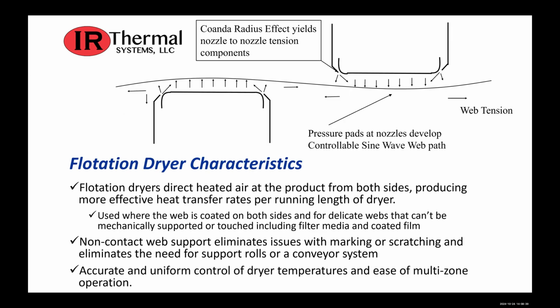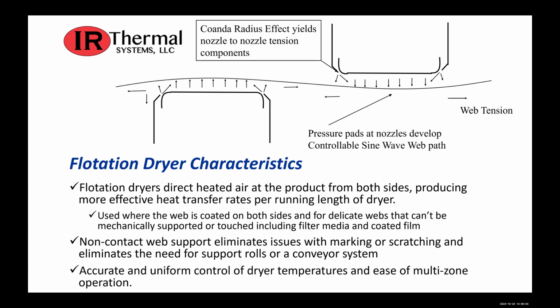And here is the other type, which is a flotation dryer. Flotation dryers are direct, where you use direct heated air at the product from both sides, producing more effective heat transfer rates per running length of the dryer. This is used where the web is coated on both sides and for delicate webs that can't be mechanically supported or touched, including filter media and coated film.